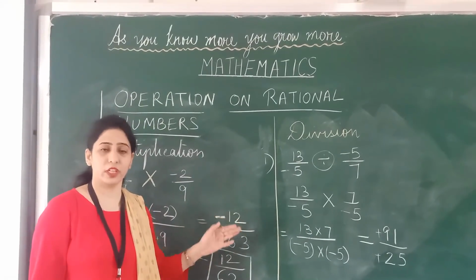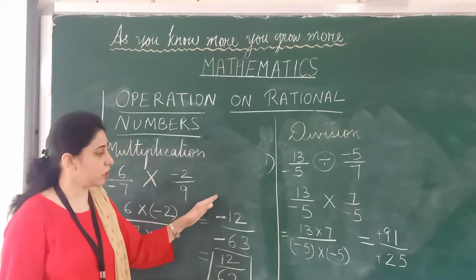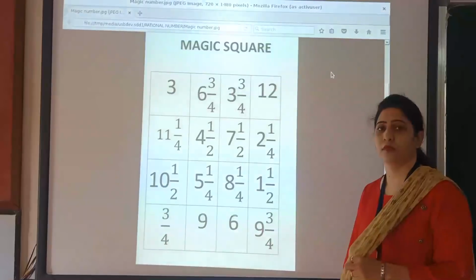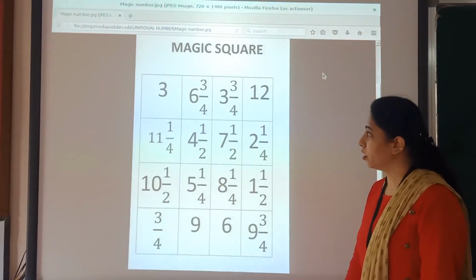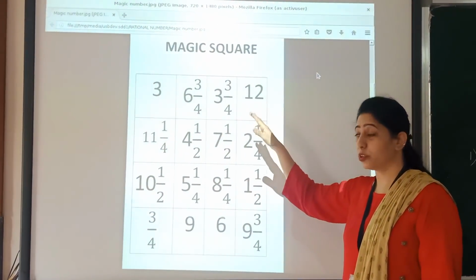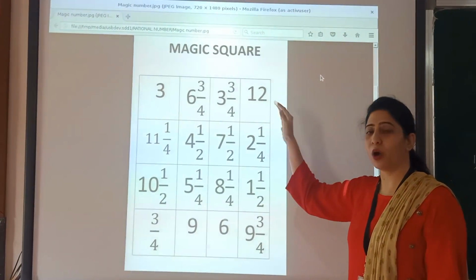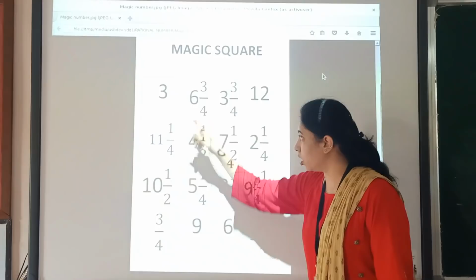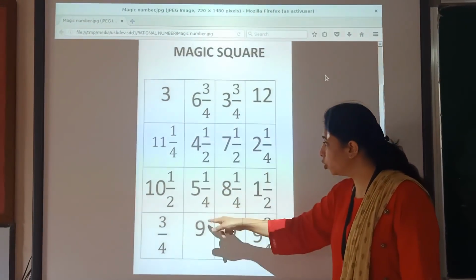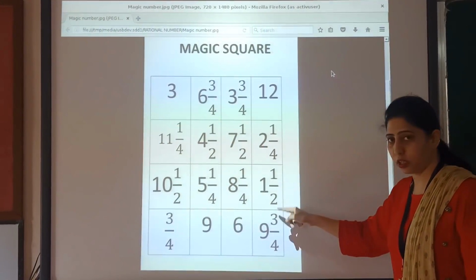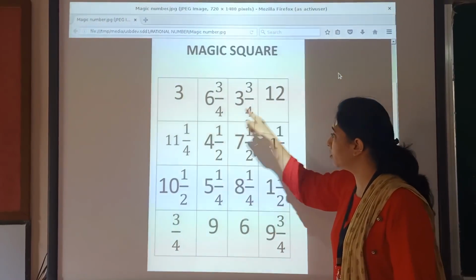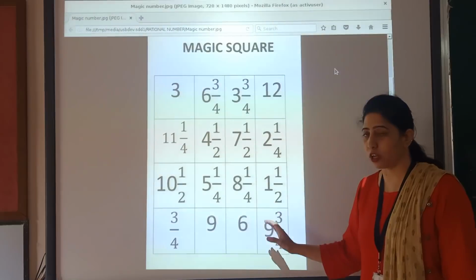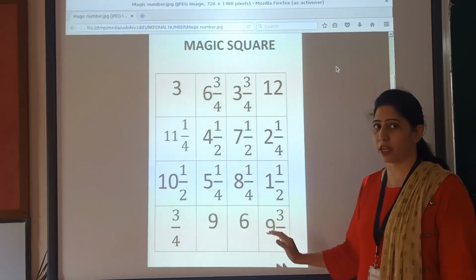So we have taken only one example. And now based on this, I have given you a magic square. This is the magic square. Now, this you have to do for homework. Now how to solve this magic square? Here you can see these are the columns 1, 2, 3, 4, and these are the rows 1, 2, 3, 4. So now you have to check whether it is a magic square or not.